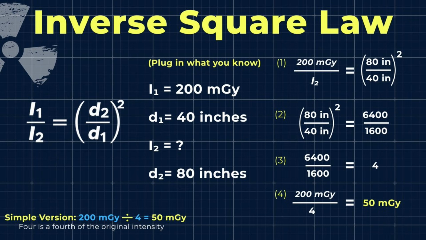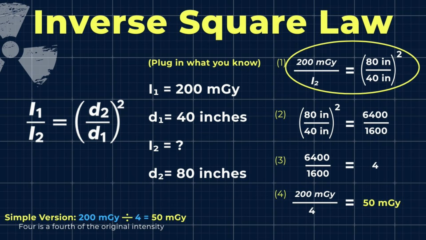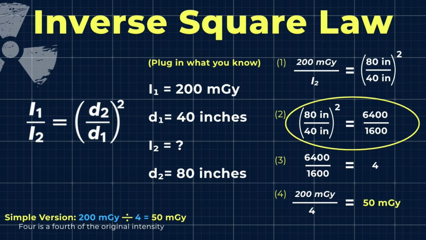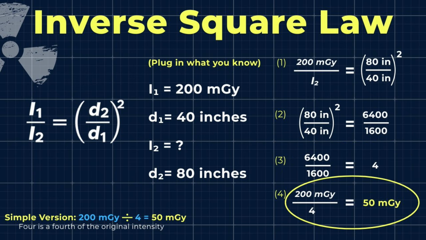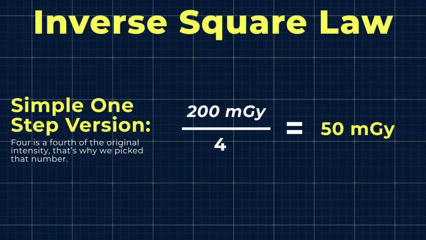Original intensity is 200 milligrays, original distance is 40, and the new distance is 80, that goes here. Square 80 and 40, divide those two numbers, that gives us 4, then divide 200 milligrays, our known intensity, by 4, and your answer is 50 milligrays for your new radiation intensity. Or if you want to do simple math using the 1/4 rule, you can just divide the old intensity by 4.